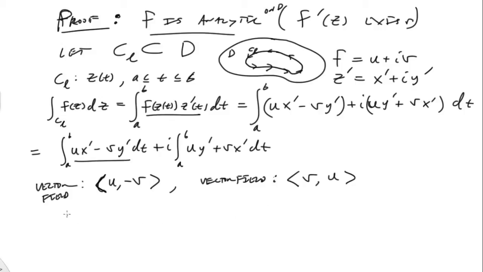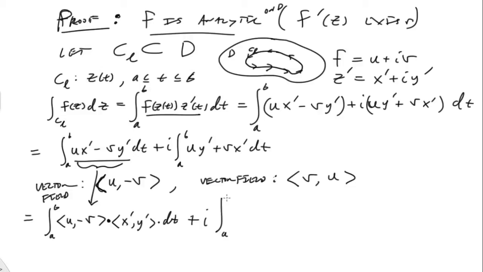And note that this right there looks like this part down there, and actually looks like a dot product: the integral from a to b of the dot product of u comma negative v with our vector x prime, y prime, dt. Okay, and then plus i times the integral from a to b of our other vector field, v comma u, dotted with, again, the same thing, x prime y prime, dt.